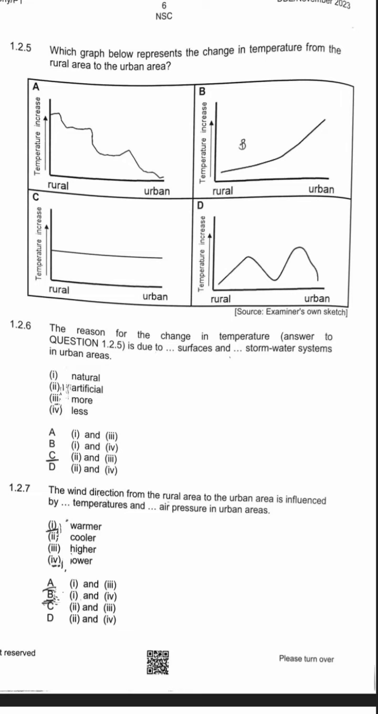So we are going with artificial and more. So that has to be Roman figure 2 and Roman figure 3. So that has to be C. Okay. So that has to be C. So 1.2.6 is C. Okay, that's C.